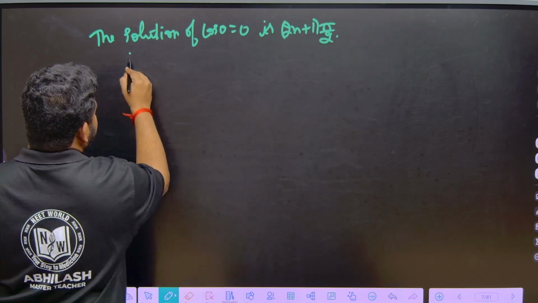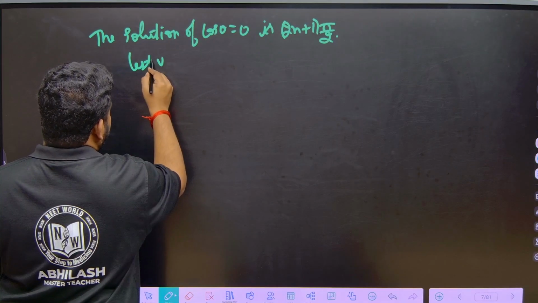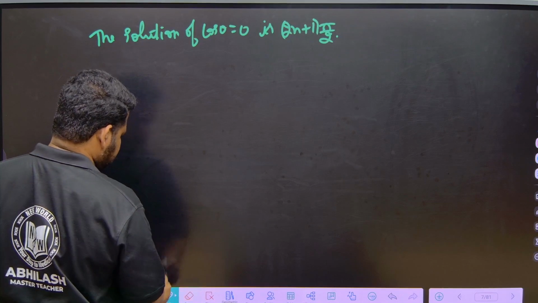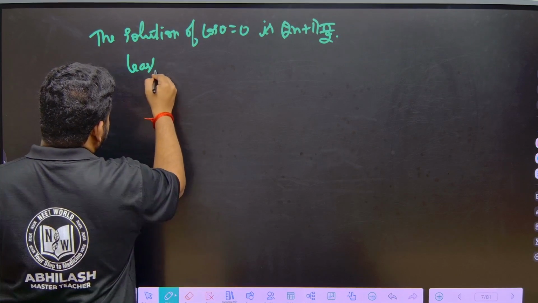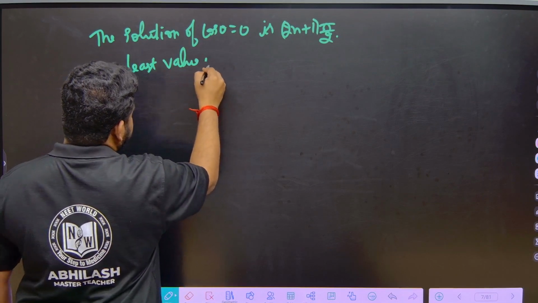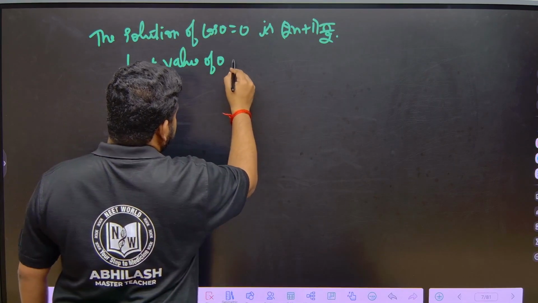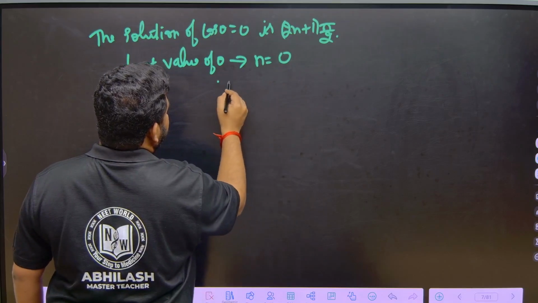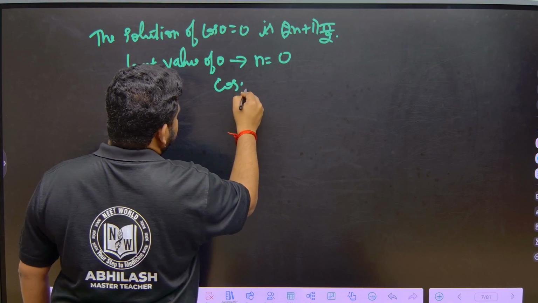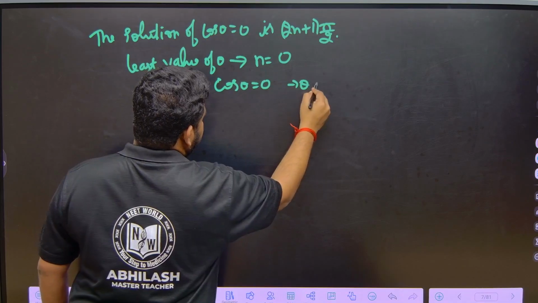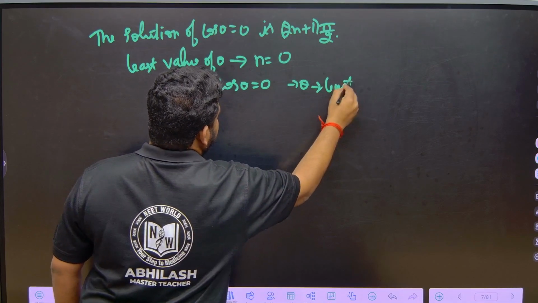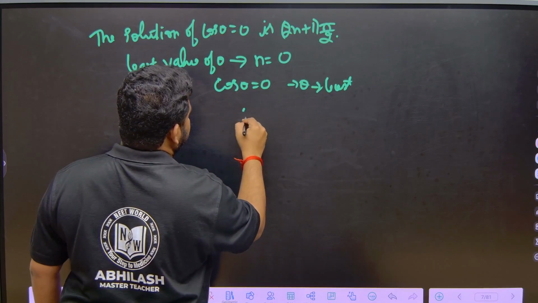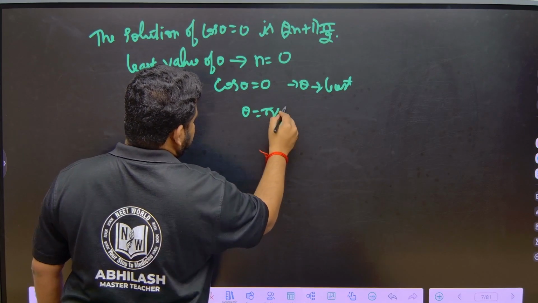But they are asking the least value of theta. That means this will come when n is equal to 0. Theta will be least when n is equal to 0. So when n is equal to 0, theta will be equal to pi by 2.